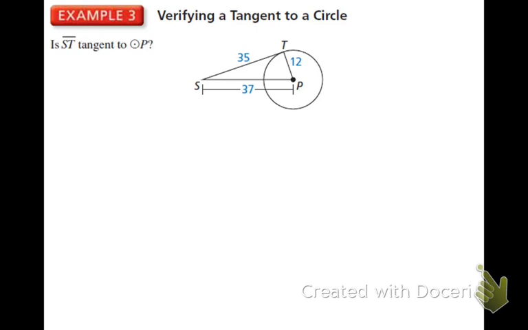So, in order for a line to be tangent, the tangent line and what other line? You just wrote it down. And the radius have to be what?